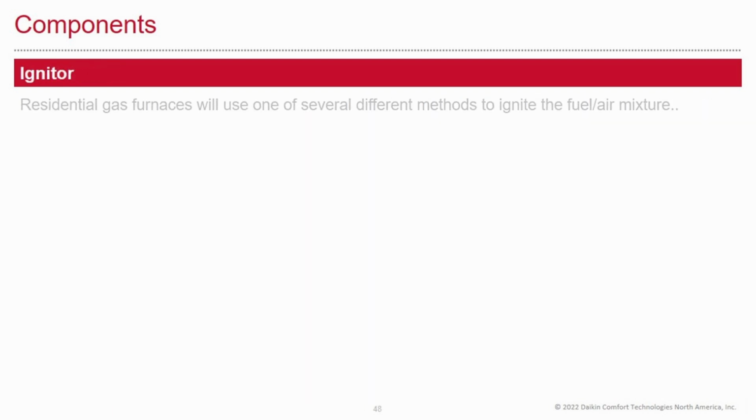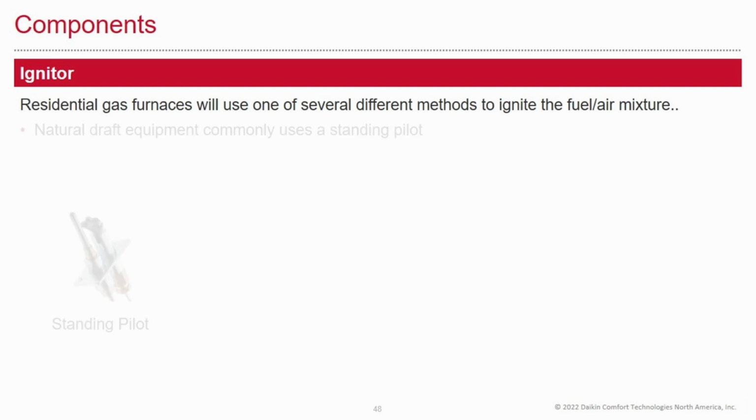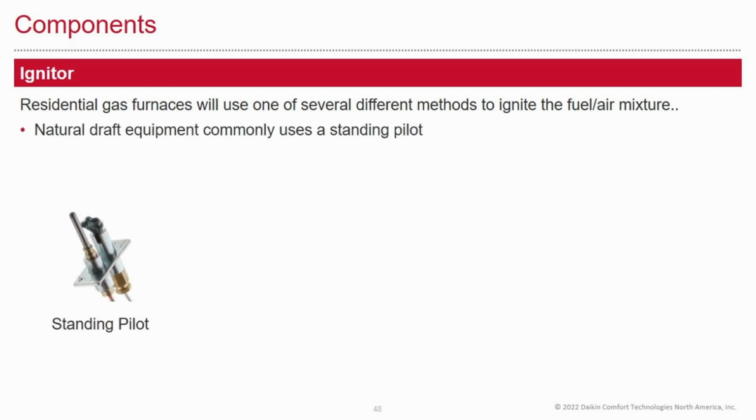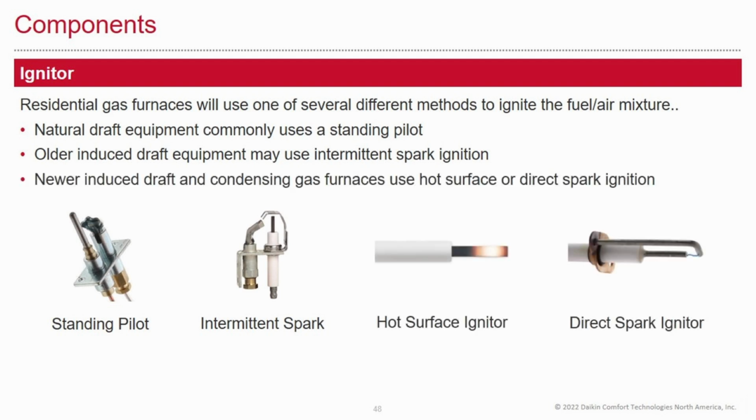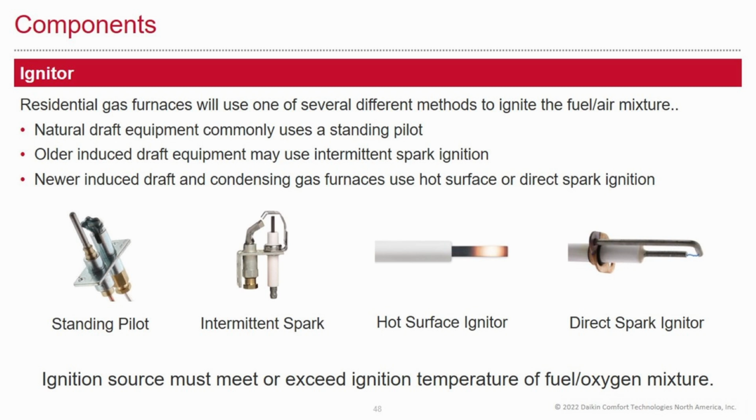Igniter. Residential gas furnaces will use one of several different methods to ignite the fuel-air mixture. Natural draft equipment commonly uses a standing pilot. Older induced draft equipment may use an intermittent spark ignition. Newer induced draft equipment and condensing furnaces use hot surface or direct spark ignition. Ignition source must meet or exceed ignition temperature of the fuel-oxygen mixture.